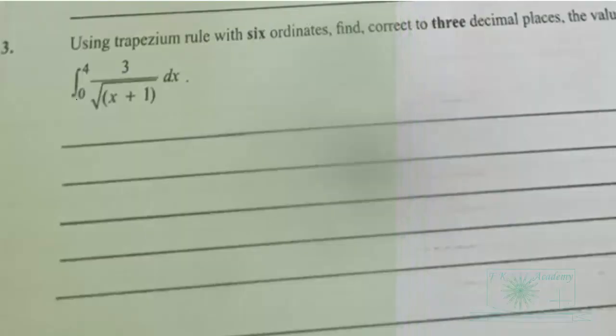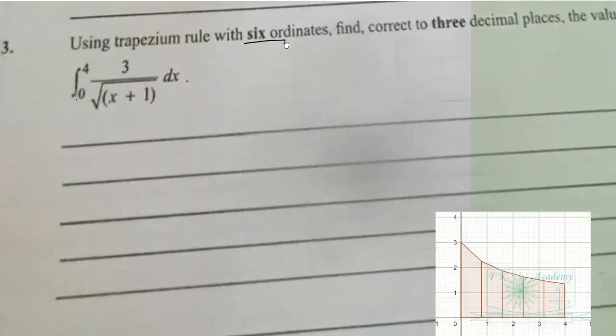Using trapezium rule with 6 ordinates, find correct to three decimal places the value of the integral of 3 over square root of x plus 1 dx, integrating from 0 to 4. So how do we do that? We need to form a table. What is the meaning of 6 ordinates? 6 ordinates means you should use 5 trapezia. 1, 2, 3, 4, 5. Or the ordinates are 1, 2, 3, 4, 5, 6. These are the 6 ordinates they are talking about.